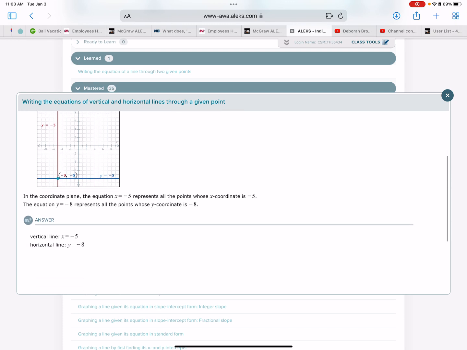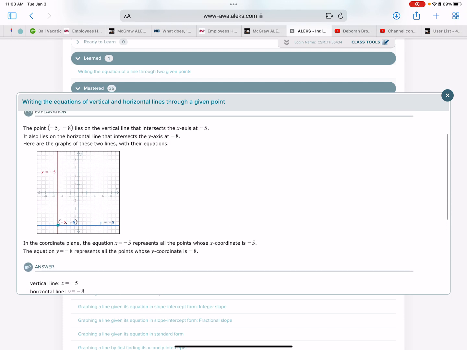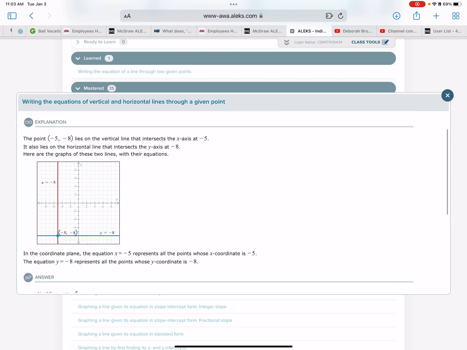All right, so in this answer, you can see the vertical and horizontal lines through -5 and -8. Remember, the vertical line is always going up and down through the x-axis at -5. That's why the red one is x equals -5. And the horizontal line is going through the y-axis, and it's always y equals -8.